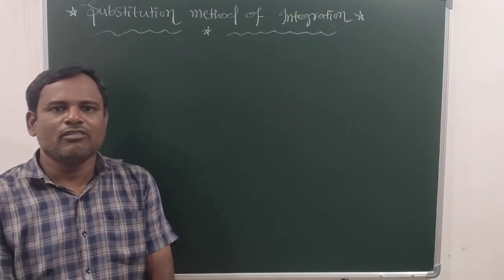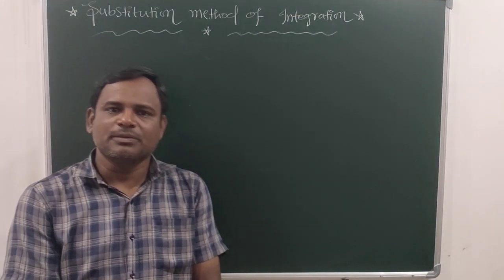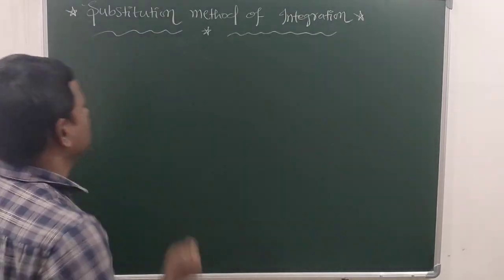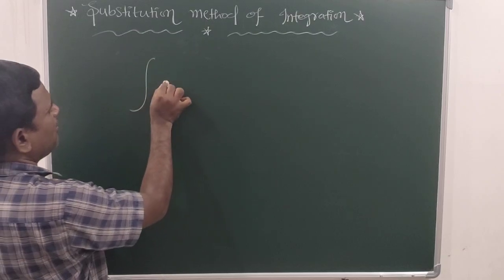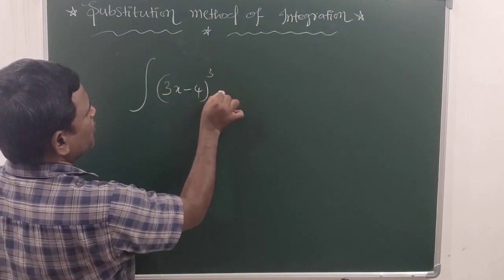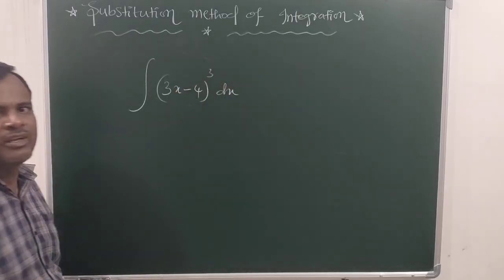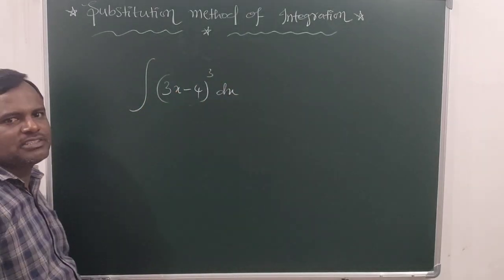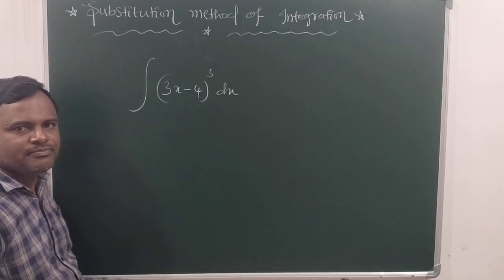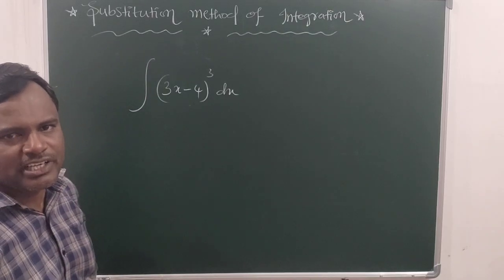In this class, now I am going to explain the substitution method of integration. Now let us observe this example: integral of (3x minus 4) whole cube dx. If a function is given like this, how do you evaluate its integral? Generally, how do we think?